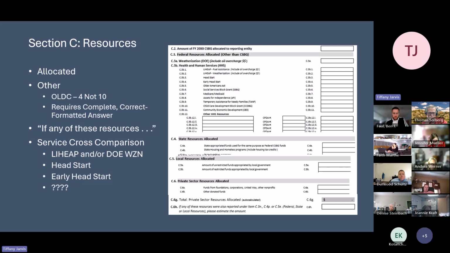CDBG funds are often a pass-through unless you're an entitlement community, because you do not get those funds directly from the feds. You usually get them from a unit of government. So you may consider that as a local resource, but it really isn't, because they're just passing the funds through to you from the feds.